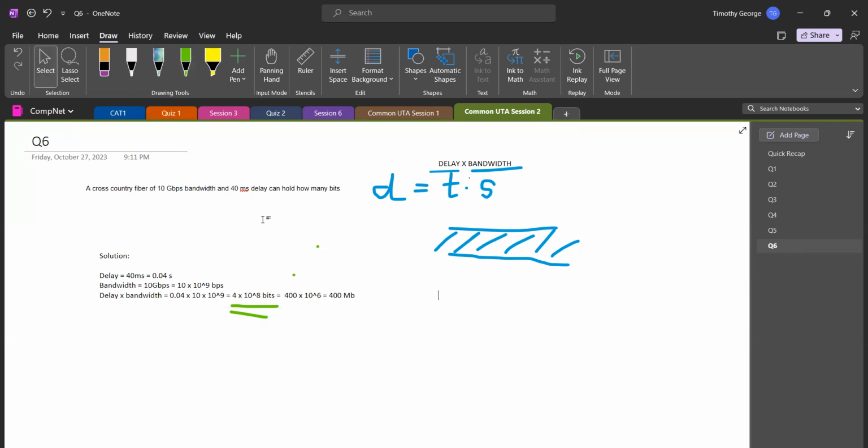So that's the solution for this question. What I wanted to show was the delay into bandwidth product. That's the important thing because that gives us how much can be stored inside this channel. All we need to remember is the delay into bandwidth formula. So that's how we solve this question.